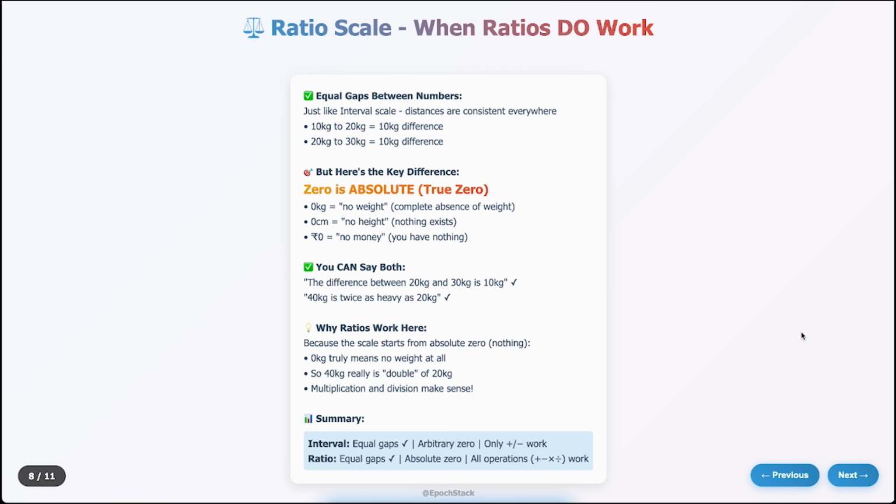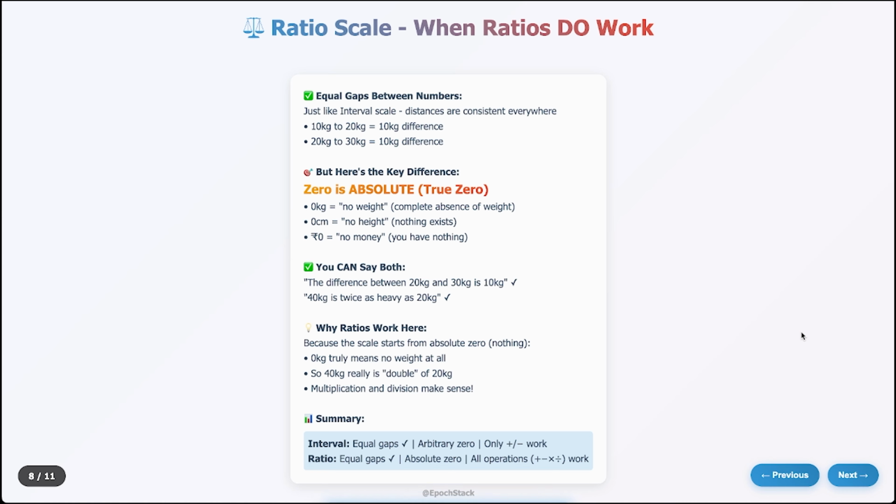Now coming to the ratio scale. This is generally considered, for example, when you are measuring weight. Same as in the interval scale, you are considering 10 kg to 20 kg, or 20 kg to 30 kg. In this case the difference is the same, but here 0 is absolute. That means 0 kg means no weight, or 0 centimeters means no height, or 0 rupees means you don't have money. And you can also say that 40 kg is twice as heavy as 20 kg.